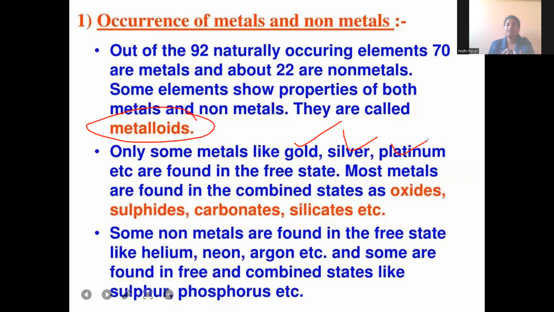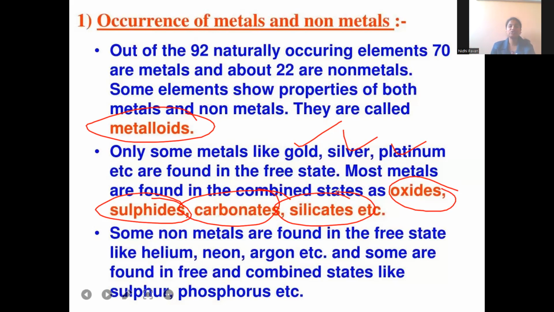Most of the metals are combined with other elements like oxygen. When they combine with oxygen, we get that metal in the form of oxide. When the metal is combined with sulfur, we get the metals in the form of sulfides. When they combine with carbon and oxygen, we get carbonates. When they combine with silicon, we get silicates. So most of the metals are in the combined form with oxygen, sulfur, carbon or silicon.